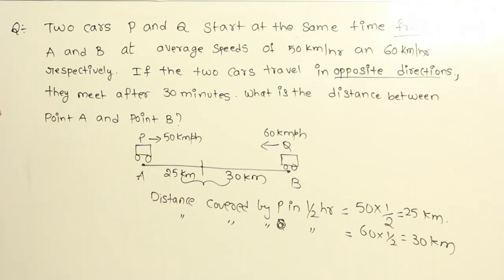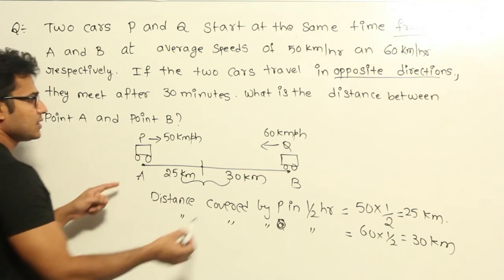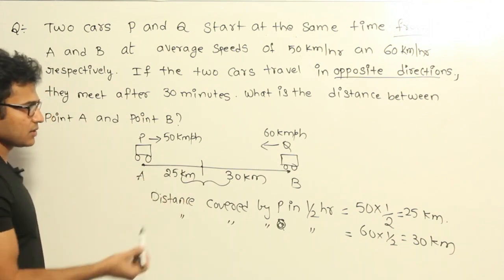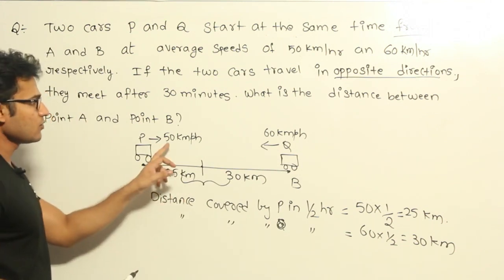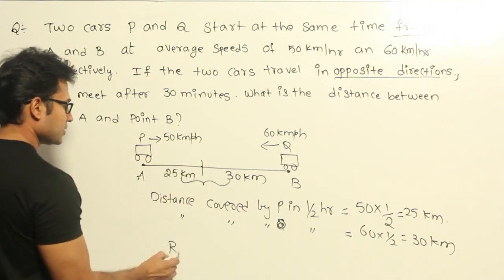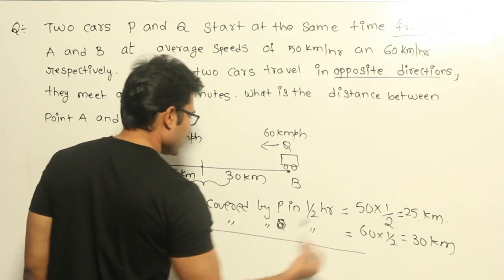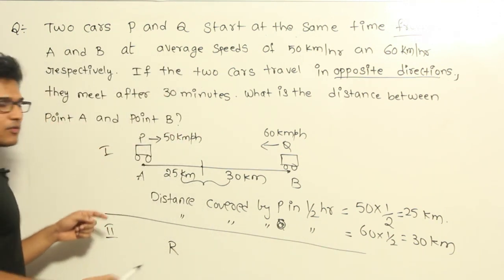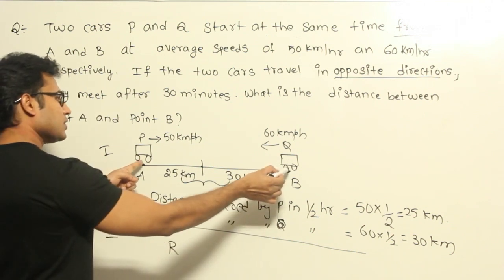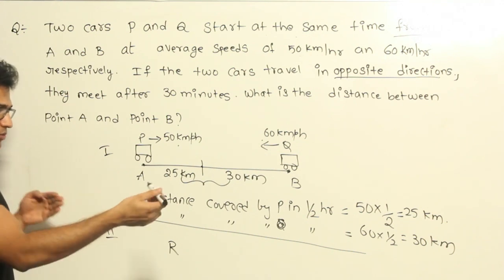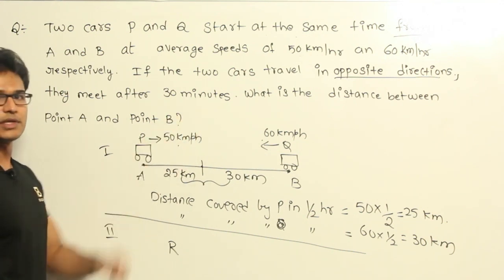Now the other way is you can use the relative speeds. What is the rate at which the distance between them is shrinking? When they are moving in opposite directions, the distance between them is shrinking at a rate of this speed plus this speed. This is method 1, and the other method is using the relative speed. The distance between these two cars is shrinking at a rate of 50 plus 60 kilometers per hour. Because they are moving in opposite directions, we are going to sum up the speeds.